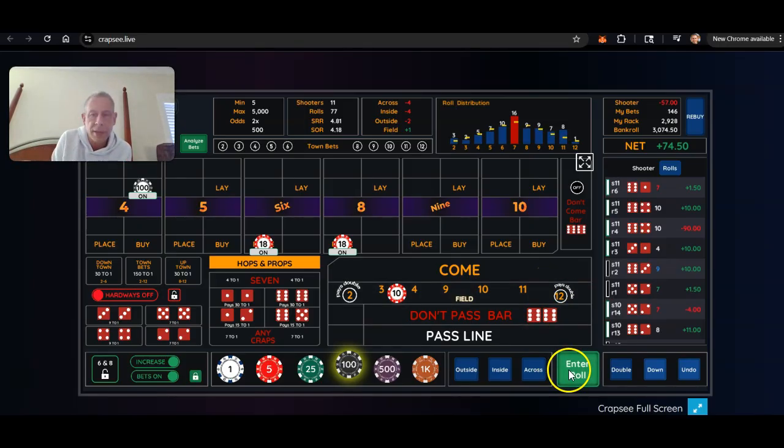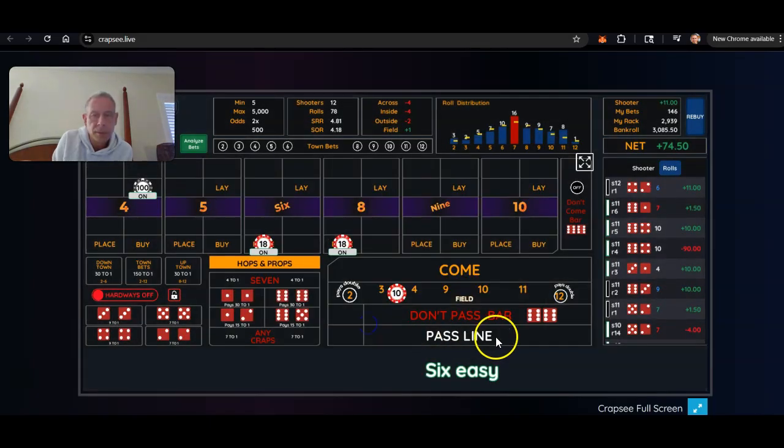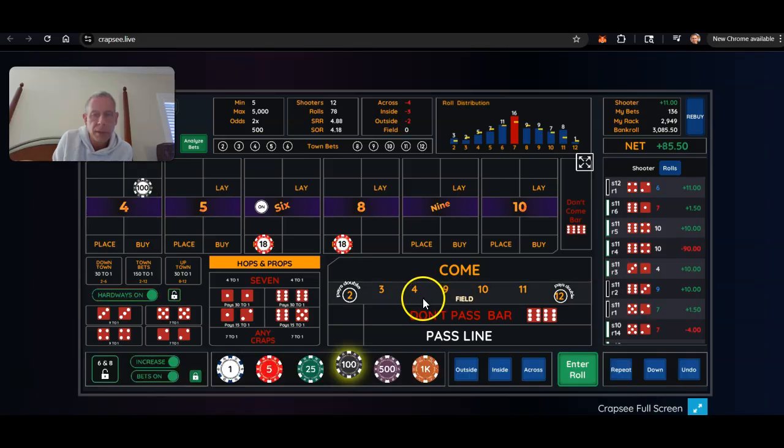4, 2, 6. Lose the field. 6 easy. Let's replace the field. And then let's do the reduction, because it was one of these that hit, to 90. Okay.